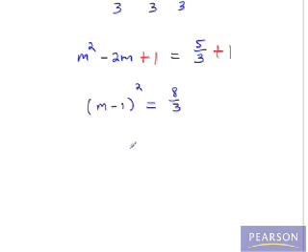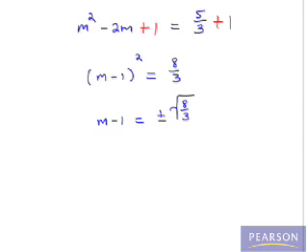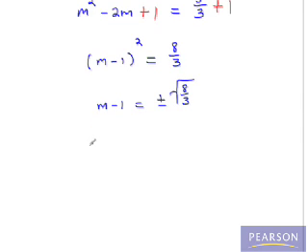Now we'll go ahead and take the square root of both sides. Taking the square root of the left gives us m minus 1. Taking the square root of the right-hand side gives us plus or minus the square root of 8/3. And now we'll use the quotient property on the right-hand side. On the left we still have m minus 1 equal to plus or minus.